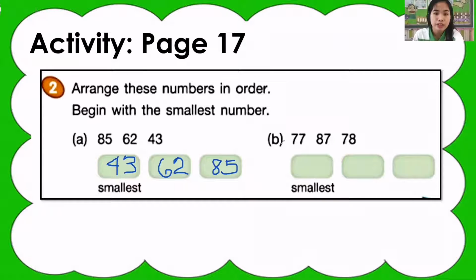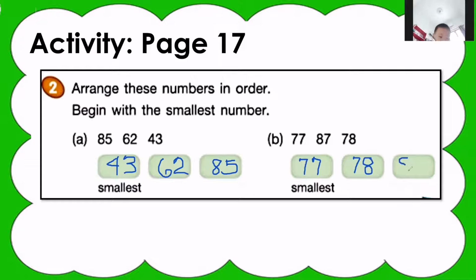Okay, let's proceed to letter B. We have here 77, 87, and 78. What is the smallest number here? 77. Okay, the answer here is 77. Followed by what number? 78. Okay, it is 78, and the greatest number is 87.